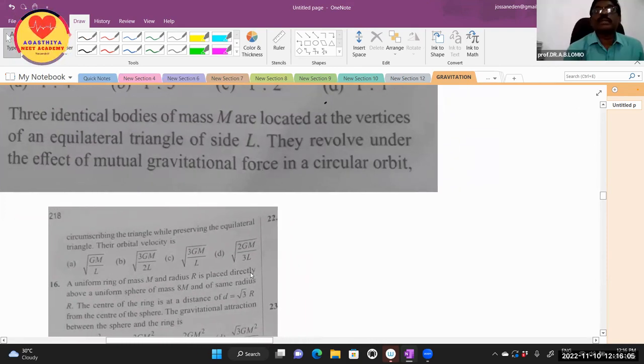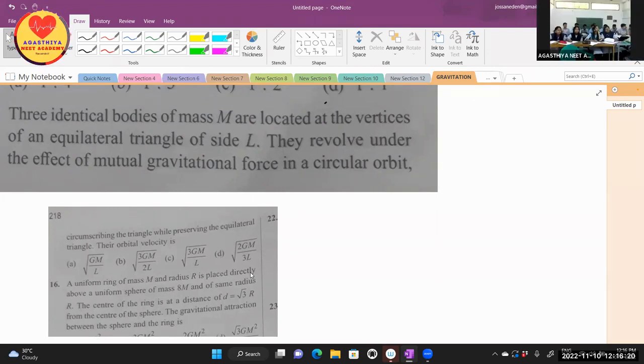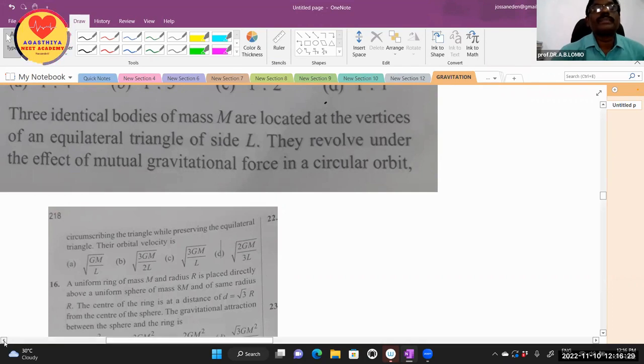Three identical bodies of mass m are located at the vertices of an equilateral triangle of side L. They revolve under the effect of mutual gravitational force in a circular orbit circumscribing the triangle, while preserving the equilateral triangle. Their orbital velocity is?